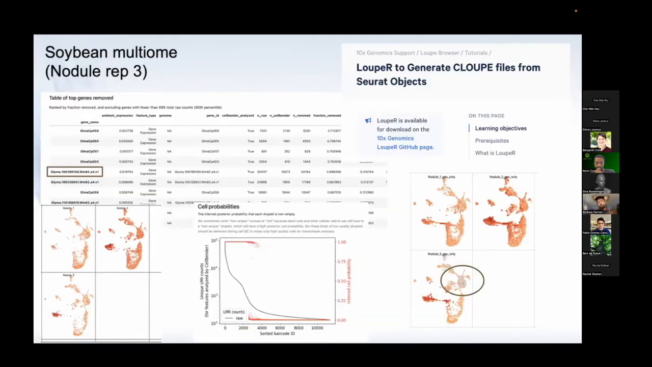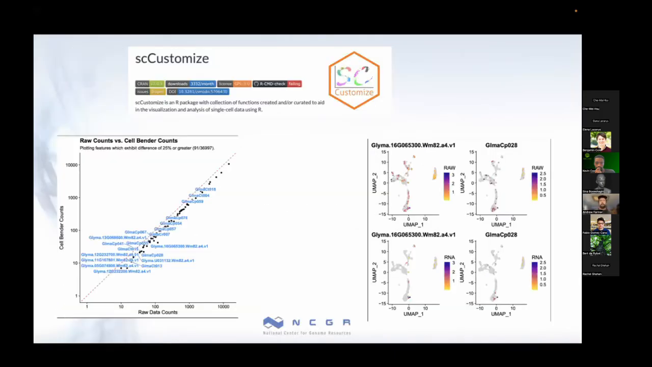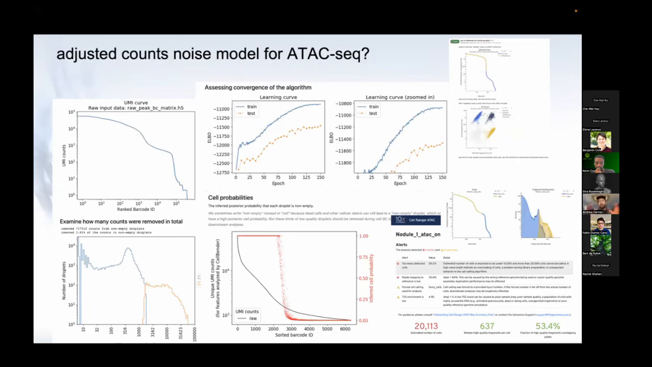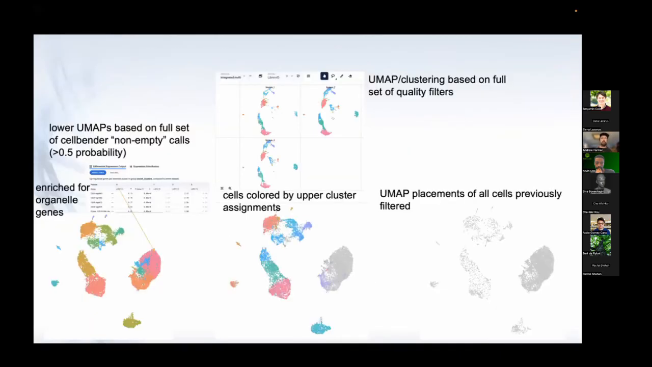We're trying to then incorporate it into views like the Loupe Cell Browser with this new package called LoupeR that's come out of 10x. And there are other tools. I'm going to just breeze through this. They do claim that it could be useful for ATAC-seq, particularly in terms of certain phenomena like barcode swapping. That's a consequence of mixed PCR in the droplet space. But we haven't really explored that all that much at this point.